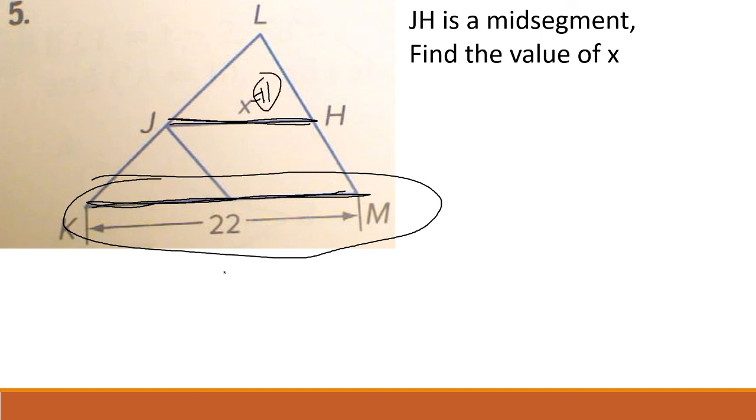Mid-segments are always half as big as the side that they are across from. Or put another way, the mid-segments are always half as big as the side that they do not connect to.